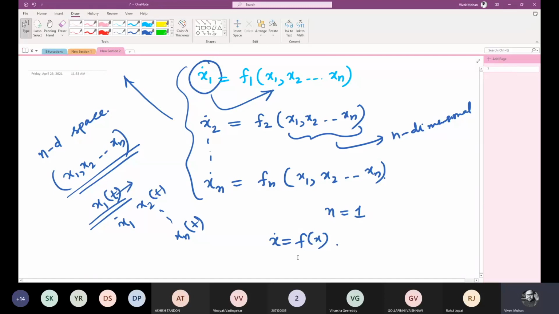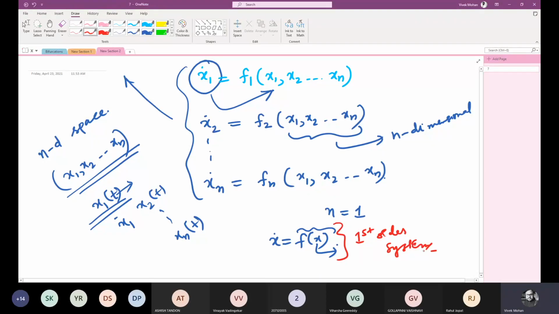Let's start from here. Now, x of t is a real valued function of time. This is x of t. x of t is a real valued function of time, and f of x is a smooth real valued function of x. Now we'll call such equations one-dimensional or first order systems. Here, these are first order systems. Okay.